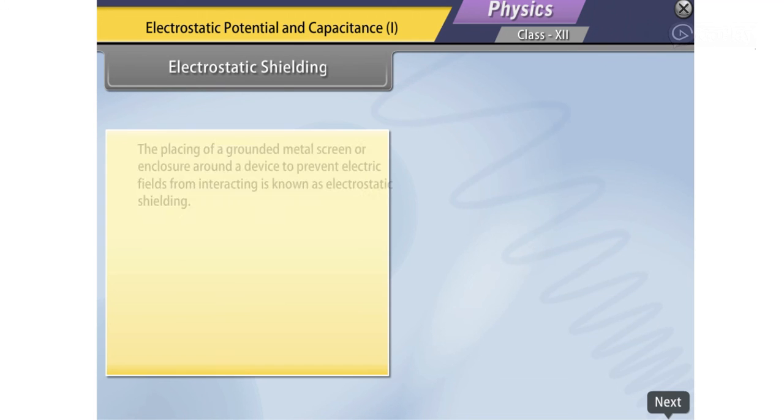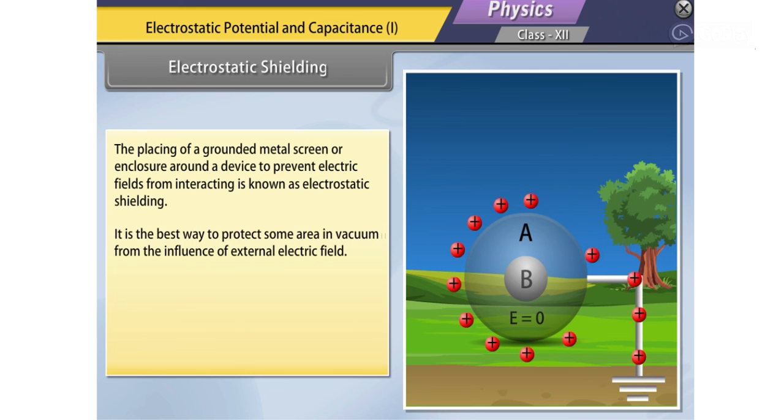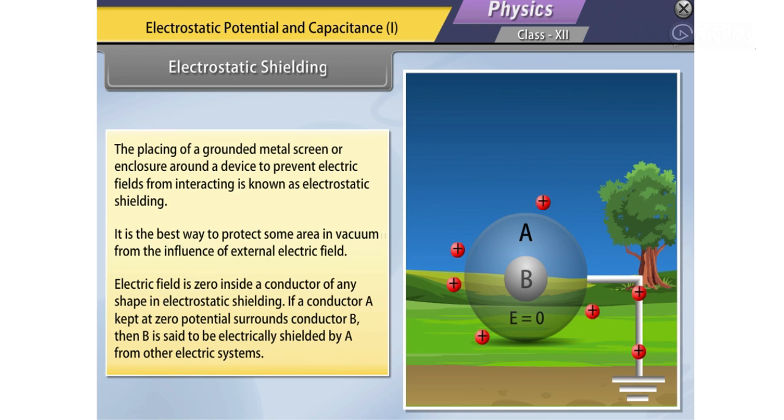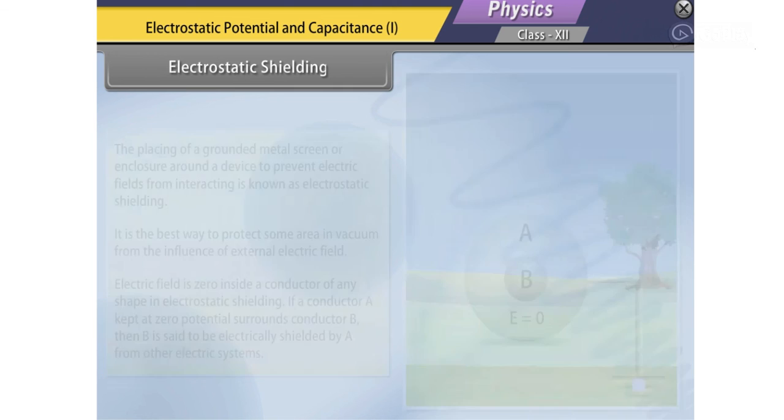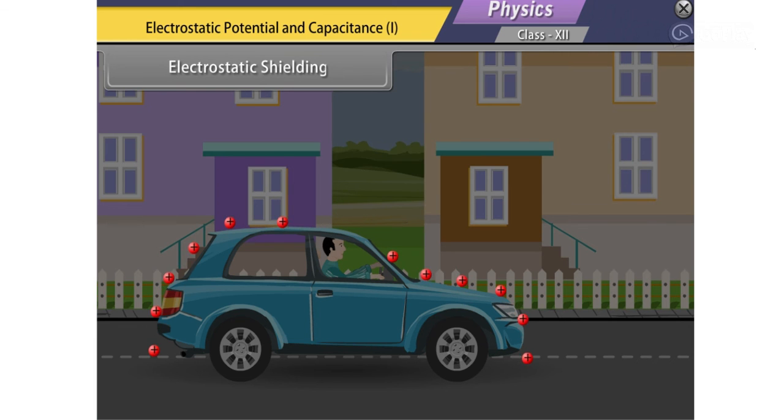Electrostatic shielding. The placing of a grounded metal screen or enclosure around a device to prevent electric fields from interacting is known as electrostatic shielding. It is the best way to protect some area in vacuum from the influence of external electric field. Electric field is zero inside a conductor of any shape in electrostatic shielding. If a conductor A kept at zero potential surrounds conductor B, then B is said to be electrically shielded by A from other electric systems. For example, in a thunderstorm accompanied by lightning, it is safer to be inside a bus or car rather than near a tree or open ground.